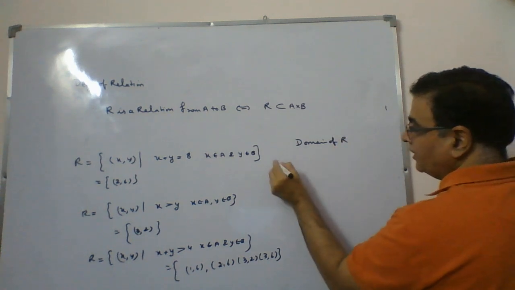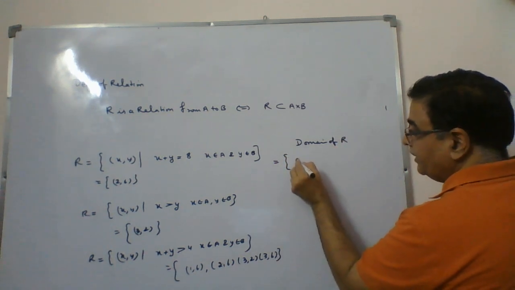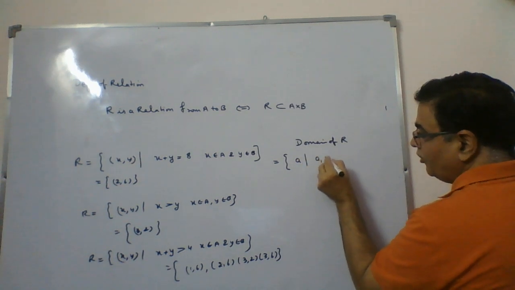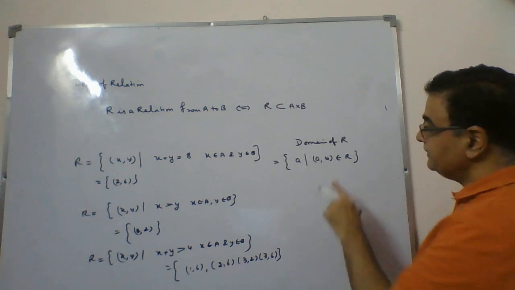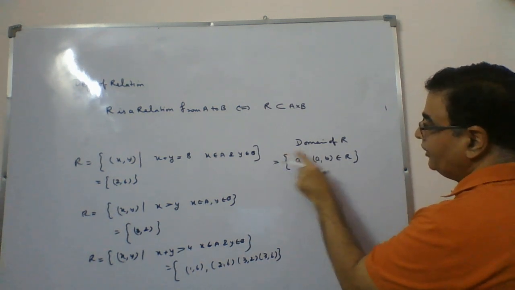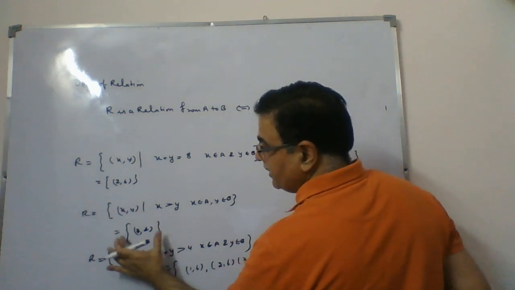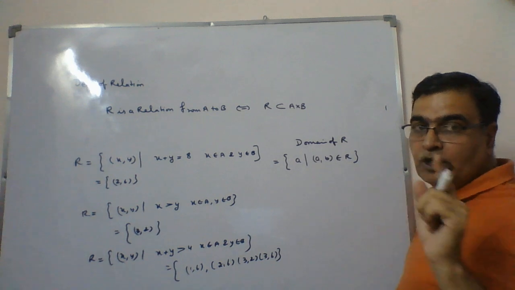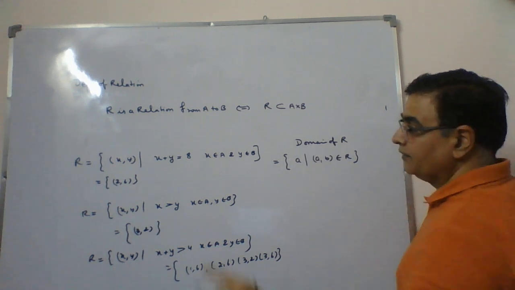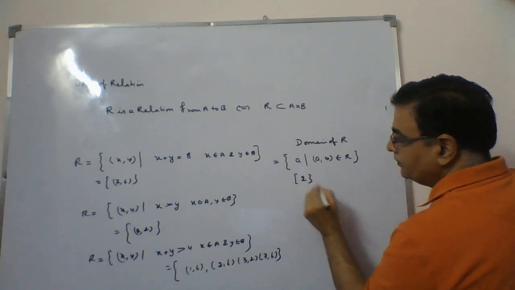Domain of R will be nothing but A, where (A, B) belongs to R. Means whatever relation set you have, this is our relation set, their first element, if you are collecting, it will give you the domain. In this case, what is the first element? Only one, that is 2.